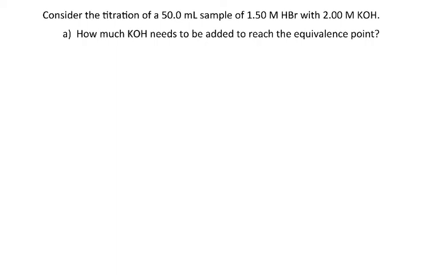In order to find out how much potassium hydroxide is required to reach the equivalence point, I need to remember that at the equivalence point, the moles of acid that I started with is equal to the moles of base that I added. I know the volume and concentration of the acid, so I can use the molarity equation to find the moles. Then I know how many moles of base I need to add, and I know the concentration, so I can use the molarity equation again to find the volume of potassium hydroxide that I need to add.